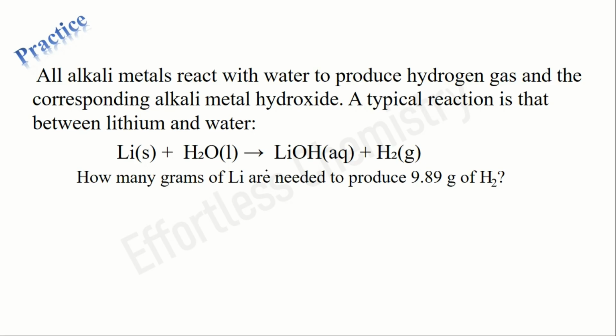First, we need to balance this equation. As you can see, the number of hydrogen atoms on the right side is 3, while on the left side it is 2. So, to change them to even numbers, I will add the coefficient 2 here. Now we have 4 hydrogen atoms here and 2 hydrogen here. If I add a coefficient 2 here, the hydrogens are balanced.